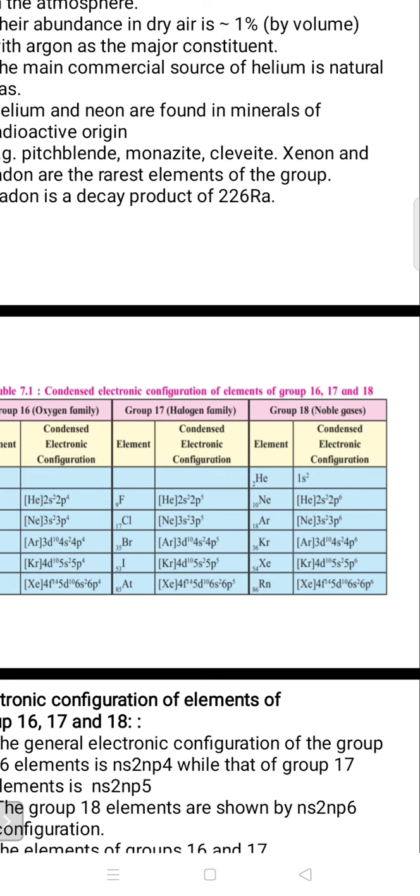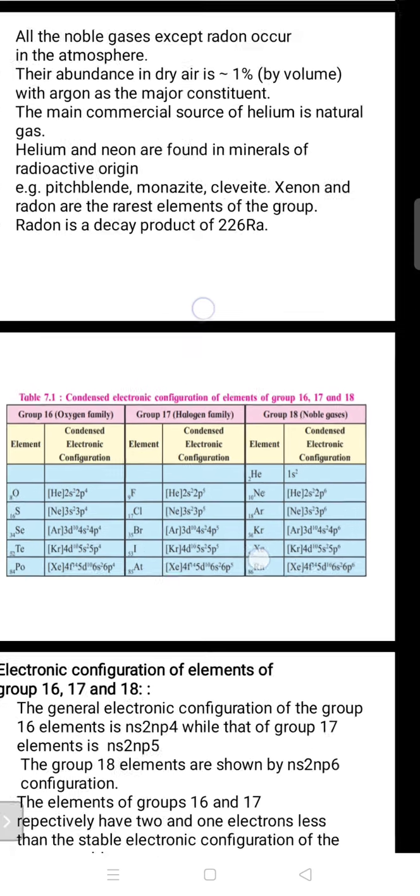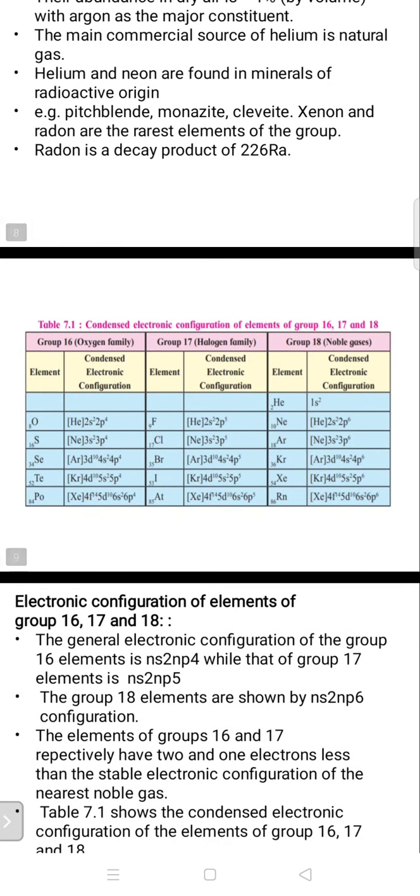If you see the next element after radon in future, its outermost configuration is 7s2, 7p6. So students, for the nth element, the configuration ns2 np6 is the outermost general configuration of group 18 elements, meaning noble gases, or you may say inert gases, or rare gases, or zero group elements. Clear? As per the configuration, you can study better.